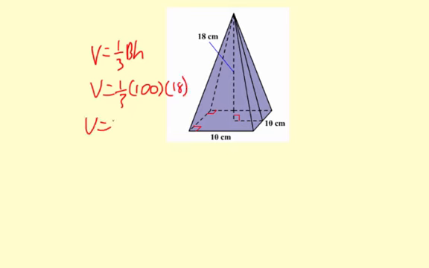So volume is 1/3. 100 times 18 is 1,800. And then 1/3 times 1,800, that's the same thing as 1,800 divided by 3, 600. What are the units? Centimeters by centimeters by centimeters, so it's centimeters cubed. So that's the volume of a pyramid.